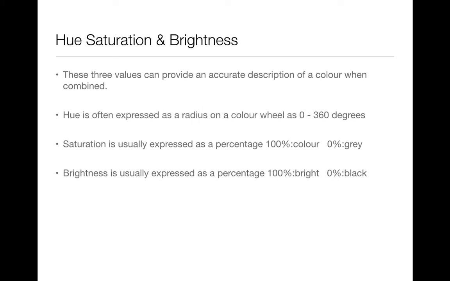With color, you invariably need 3 or more values to get the job done. Hue is usually expressed as a point on a wheel, the number of degrees, so 360 degrees. Saturation is usually expressed as a percentage. So you might have 100% or 50%. And brightness is usually expressed as a percentage as well.